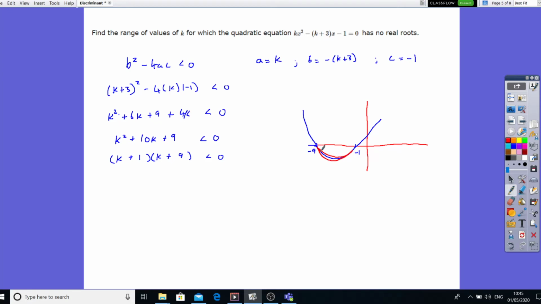So that's between here when it's below 0. So in all the values when k is between -9 and -1. So in fact when it's less than -1 and greater than -9, the answer here will be k is greater than -9 and less than -1.